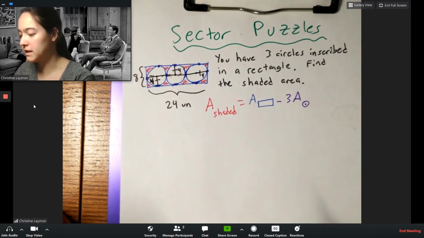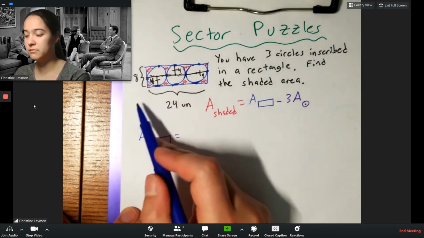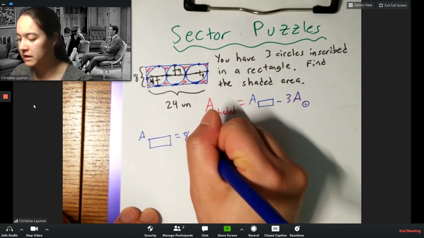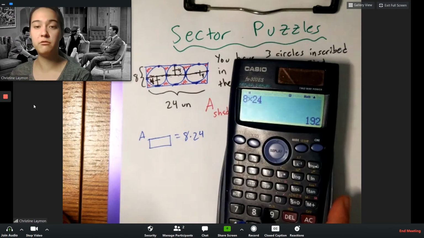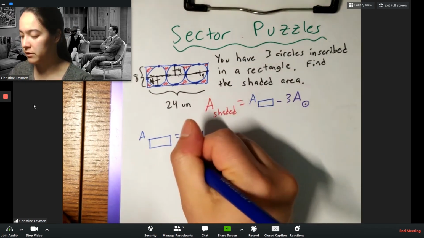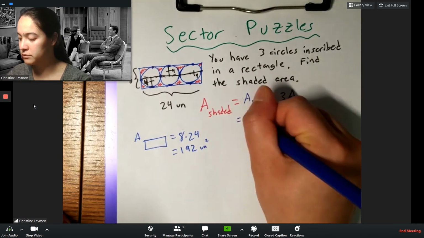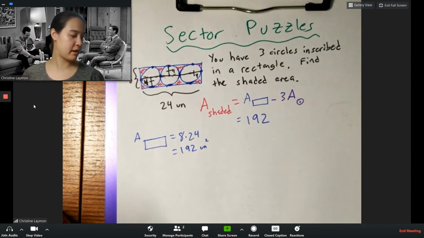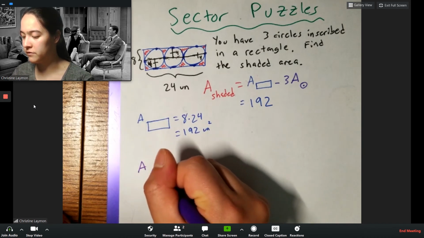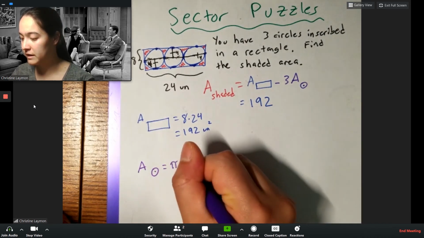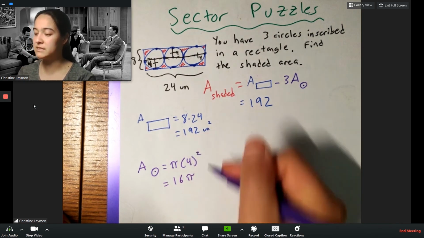All right, now area of the rectangle, let me do that over here. Area of the rectangle is just length times width, 8 times 24. So 8 times 24, go ahead and grab a calculator if you need to. 8 times 24, 192. So this value here is 192, and this will be units squared. Let's do the area of the circle next. Slide this up. So area of the circle is going to be pi r squared. So pi times 4 squared, that's 16 pi. Remember, 4 squared says 4 times 4.